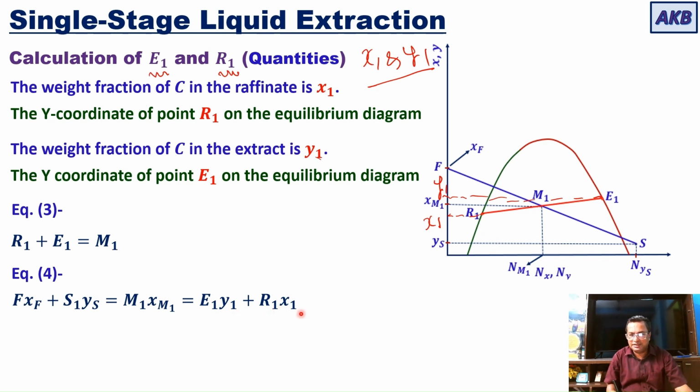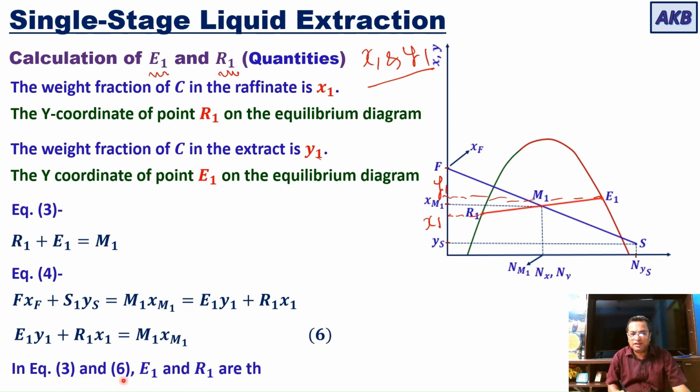So we had obtained this equation earlier and we had called that equation number 4. Then I can write this equation as E1 Y1 plus R1 X1 is equal to M1 into Xm1, and I am calling this equation number 6. So when you know X1 and Y1, in equation number 3 and equation number 6, there are only two unknowns.